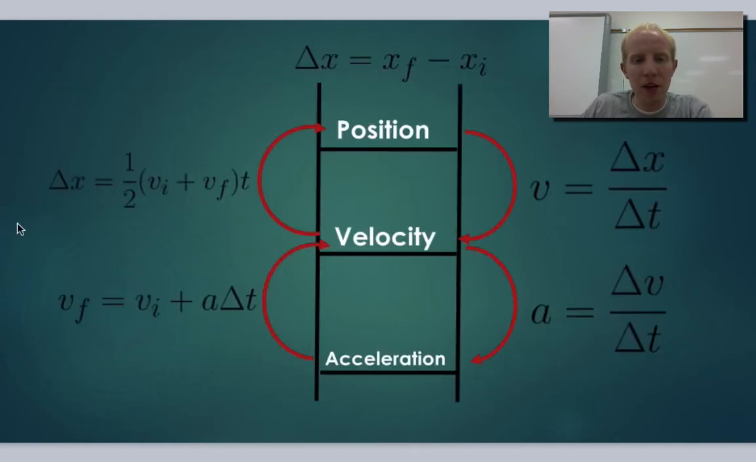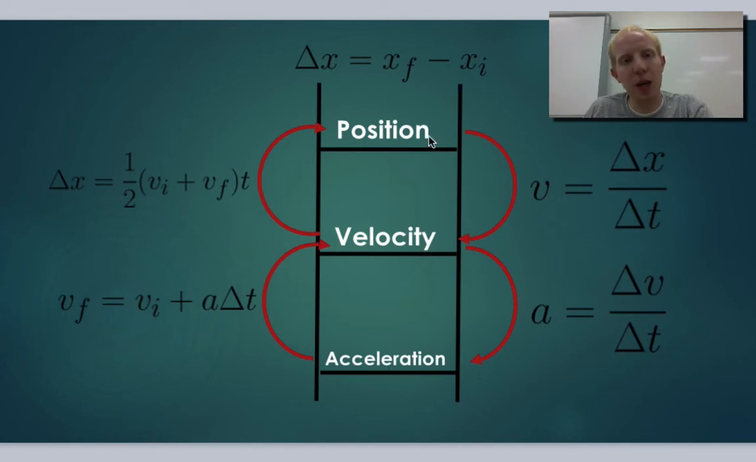If we think of position, velocity, and acceleration as part of a ladder, terms that we're trying to find in a physics problem, they represent different rungs of the ladder, and we can use these equations to jump between the different rungs of the ladder.